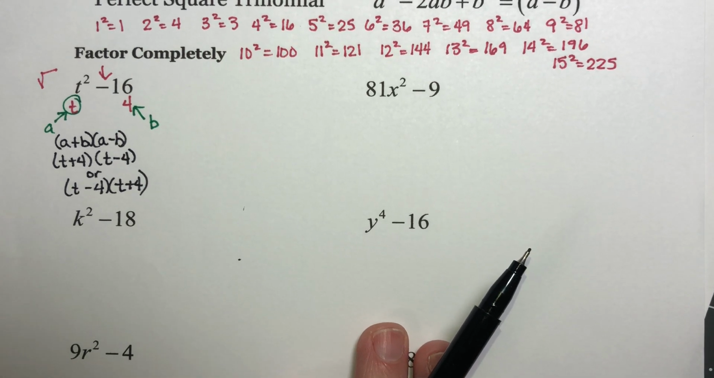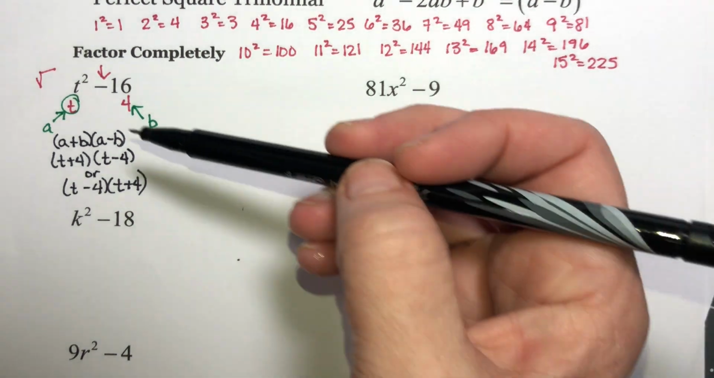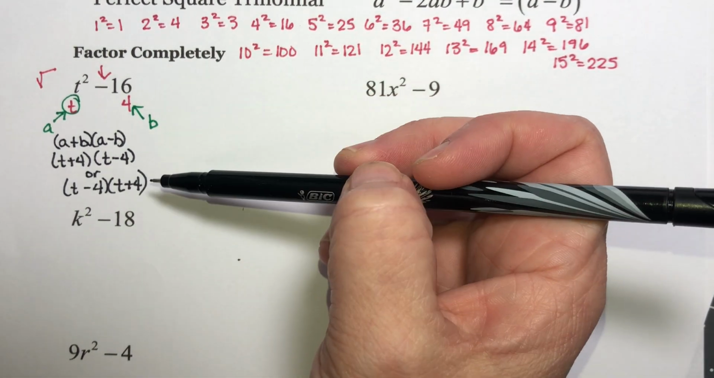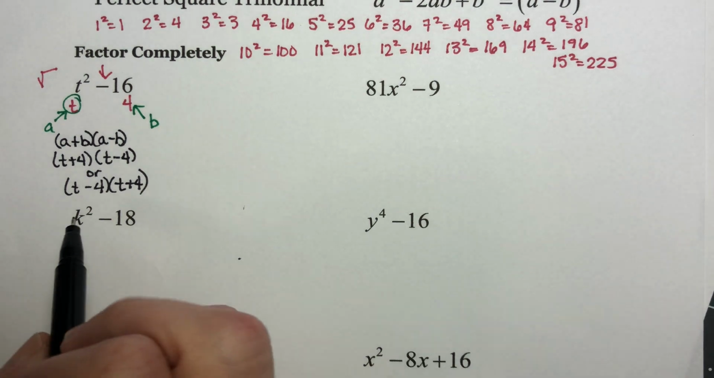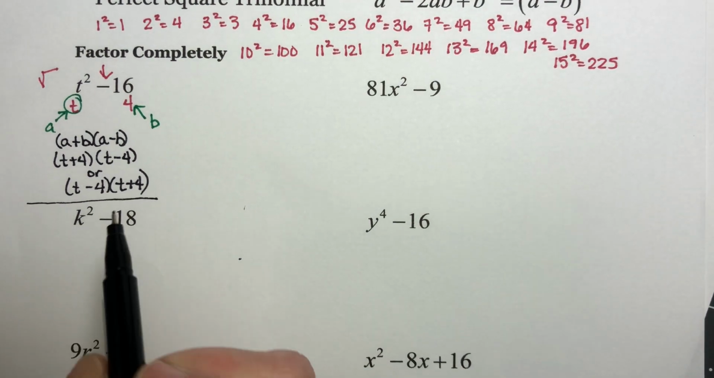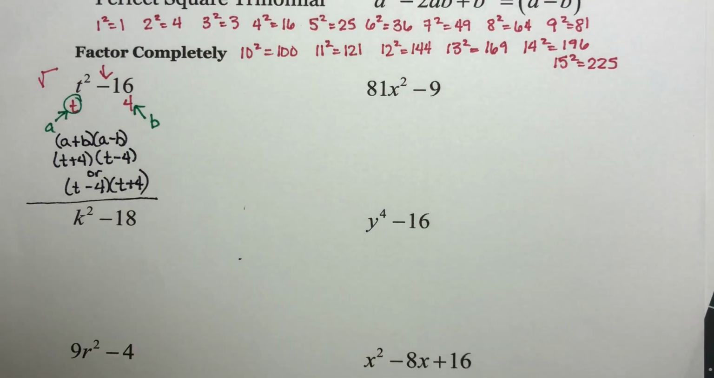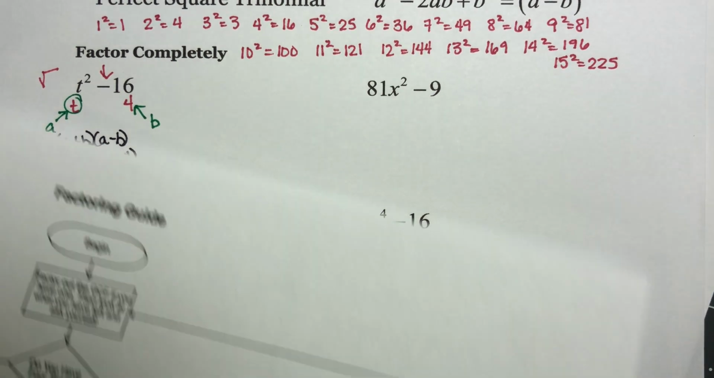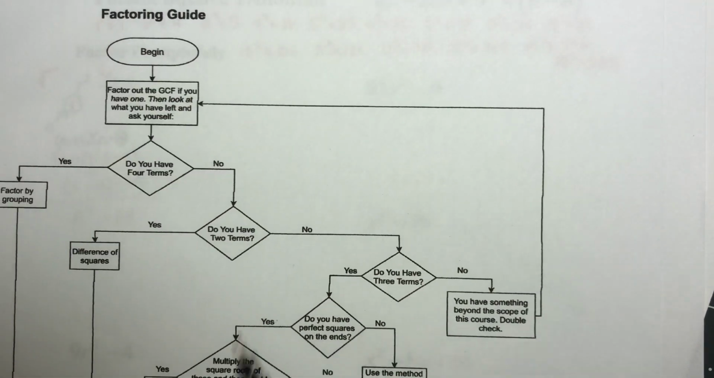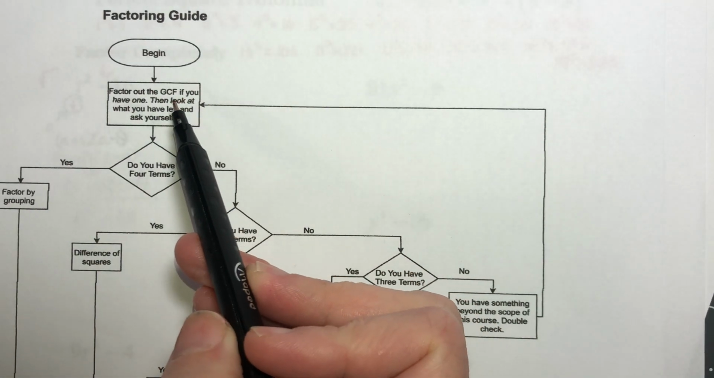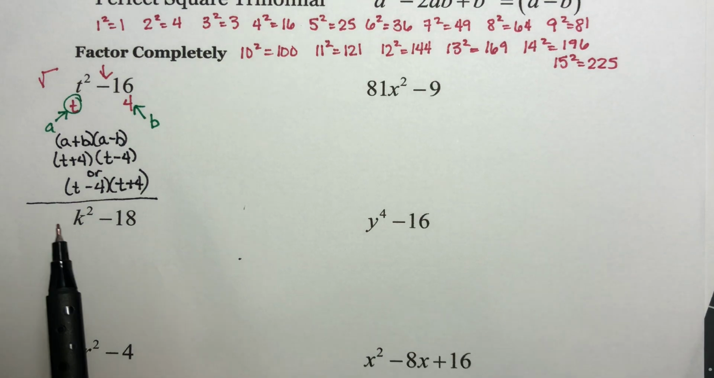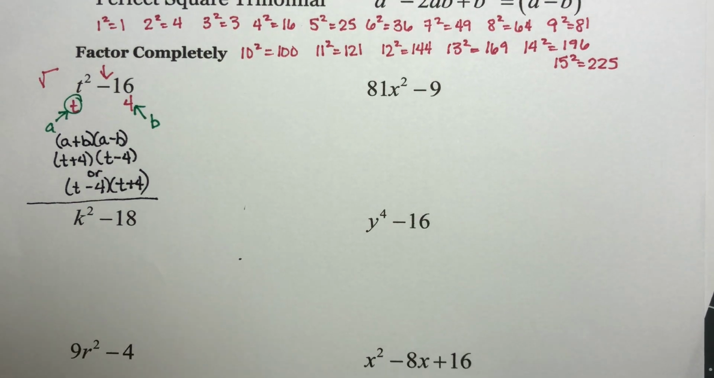This is section 6.5, Special Factoring Techniques. We just talked about a difference of squares for this problem. Now let's look at k squared minus 18, and we want to check to see if it factors. Our first step is to see if we have a GCF, and we do not. There's nothing that factors out of k squared and 18.